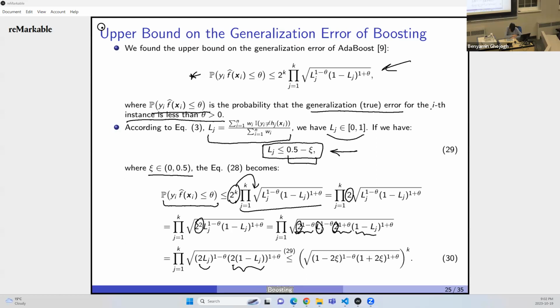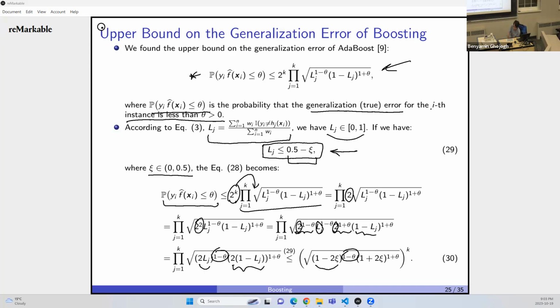Then, let me think. One minus. So yes, exactly. Consider equation 29. So multiply both sides of equation 29 by 2. 2Lj becomes less than or equal to 1 minus 2 zeta, sorry. 1 minus 2 zeta to the power of 1 minus theta, right?